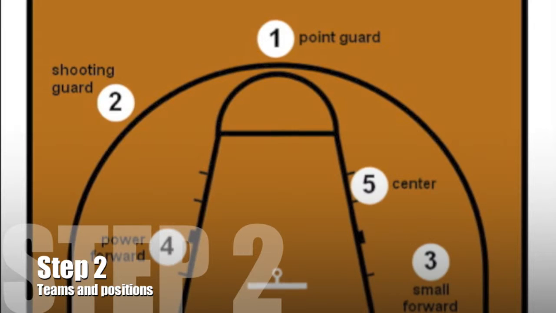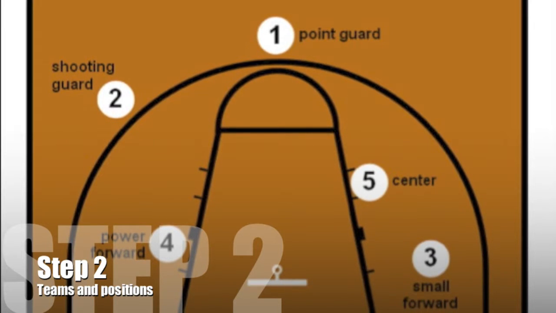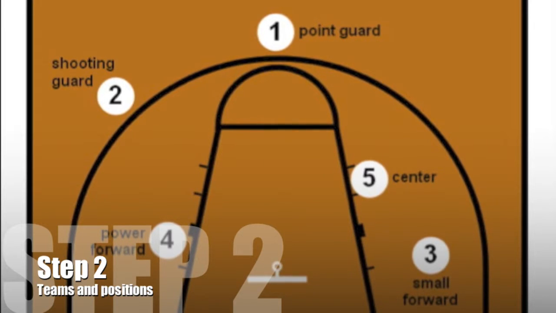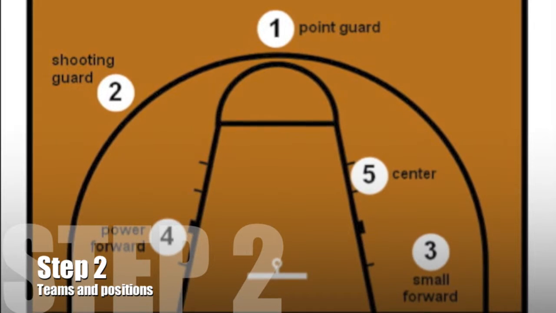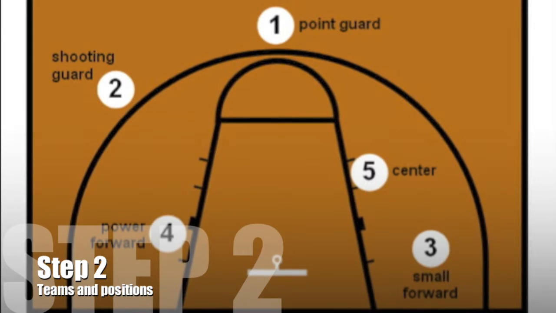There are always 5 players on the court per team. The number of players that can be on a bench differs per league, but most of the time it is 7 players on a bench, which results in 12 players total per team. The 5 players on the court are the point guard, shooting guard, small forward, power forward, and the center.